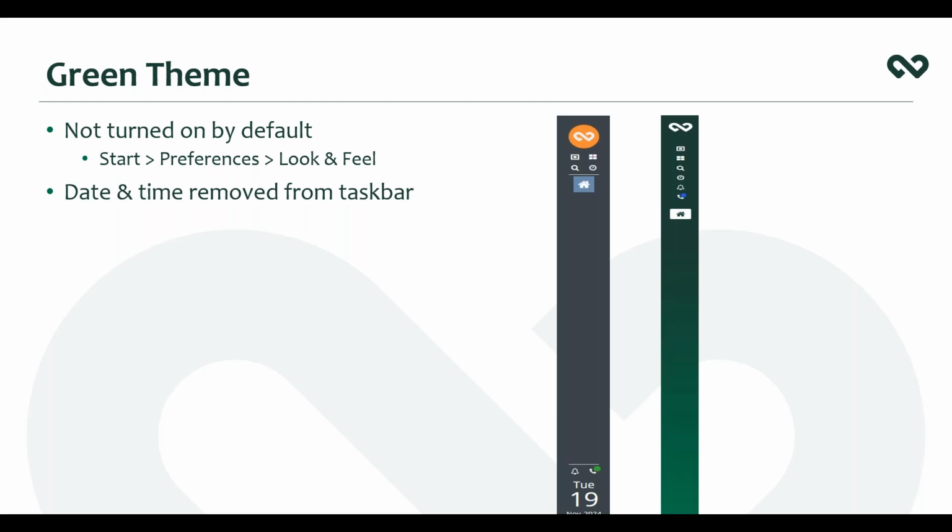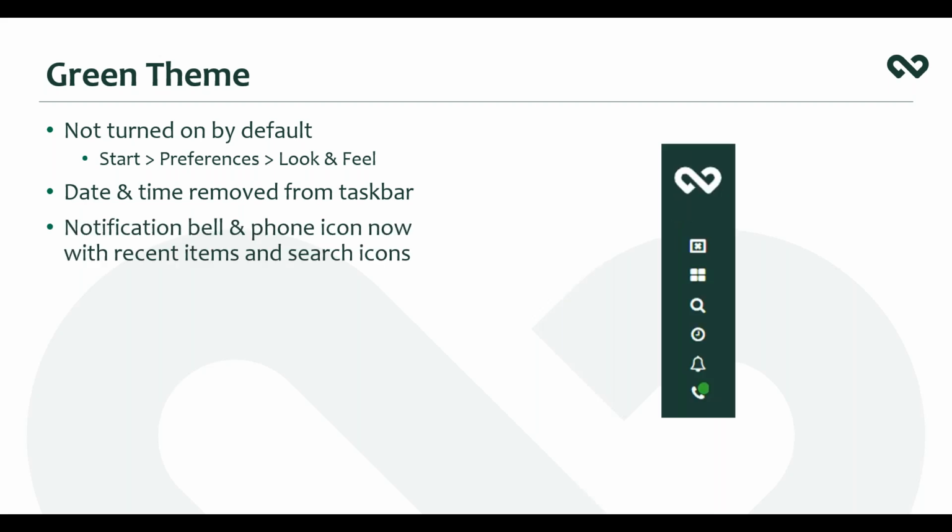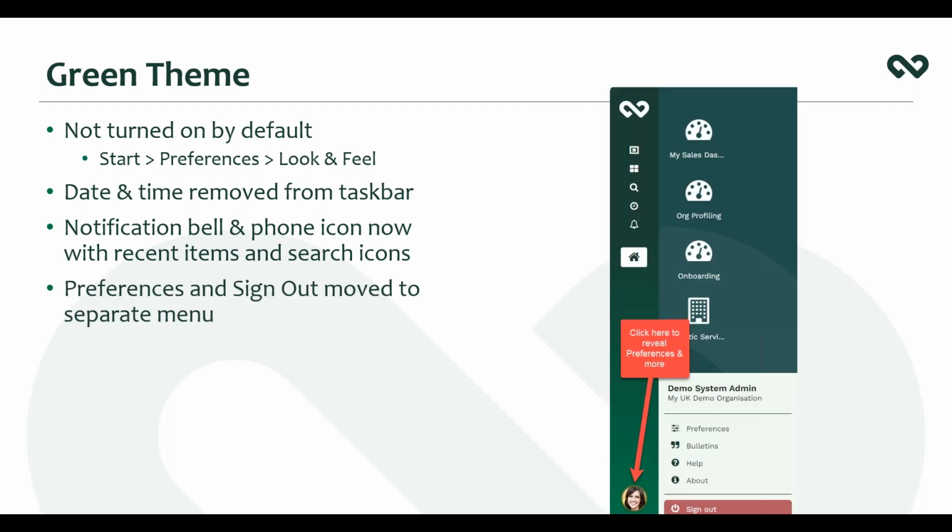Some changes that we made to the green theme. We have removed the date and time from the taskbar. In doing that as well, we have moved the notification bell and phone icon up with the recent items and search icons just to align them there on the panel. We have moved preferences and sign out from within the start menu. That's now sitting down in its own user menu. It does take a little bit of getting used to, but it does help declutter that start menu. So it is quite a nice change.